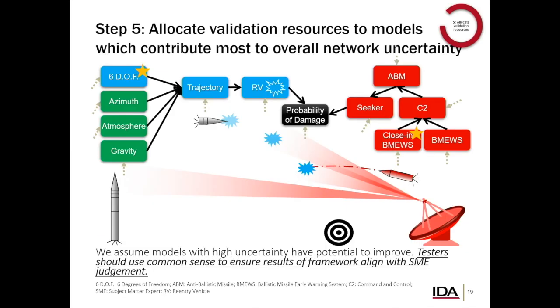So, given that, maybe I just spend my resources on sick stuff and close in BMUs. And this is, again, under the assumption that high uncertainty has the potential to improve. This may not always be the case. You got to be careful. So make sure you talk to your SMEs and ask them if it's even possible.